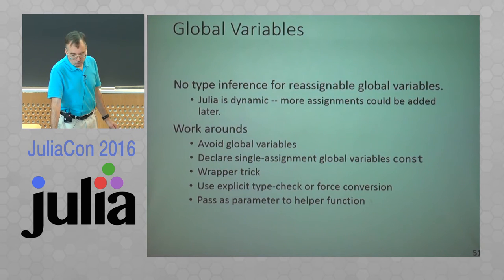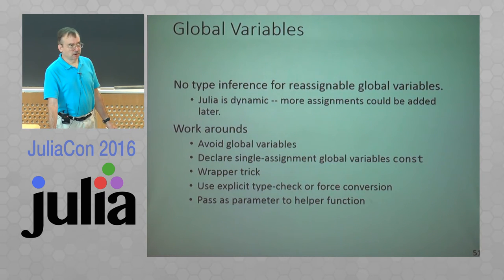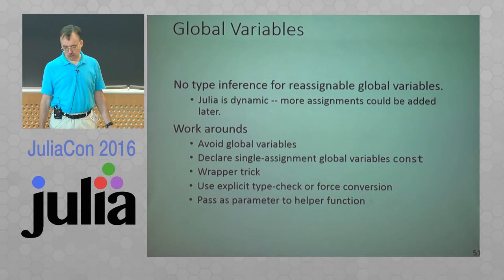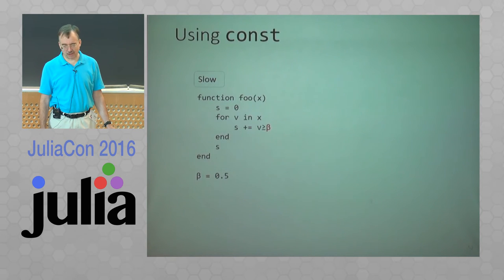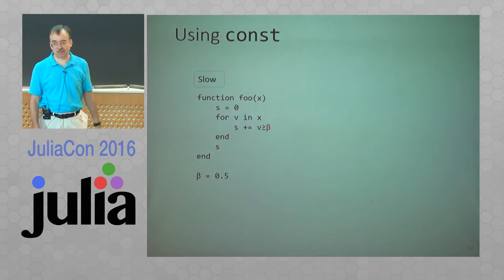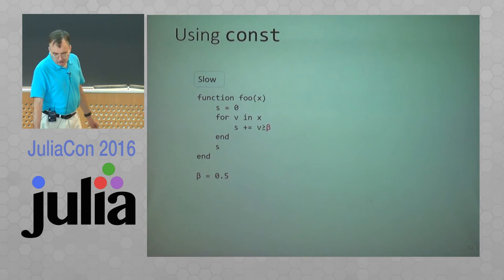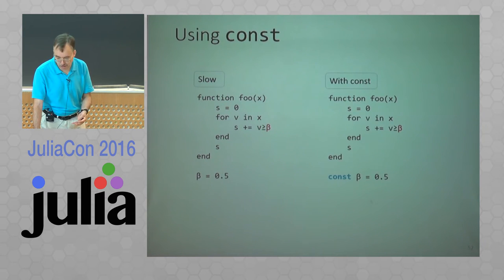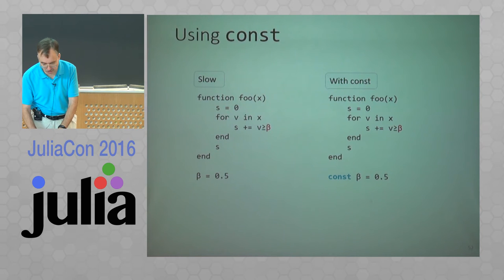So the workarounds. One is don't use global variables. Some people, in their first computer programming, hear that global variables are bad, and they go overboard with that. Even hardcore C++ programmers, how many pass C out all the way down their call chains to everywhere they need it? Declare single-assignment global variables const. I'll show an example. There's a wrapper trick, you can type-check or force conversion, or a helper function trick.